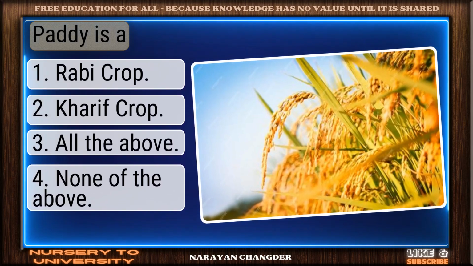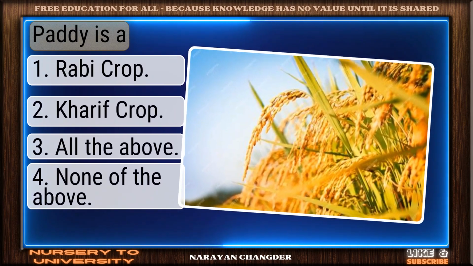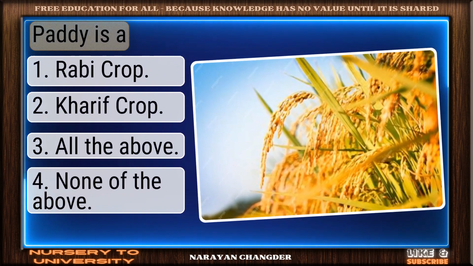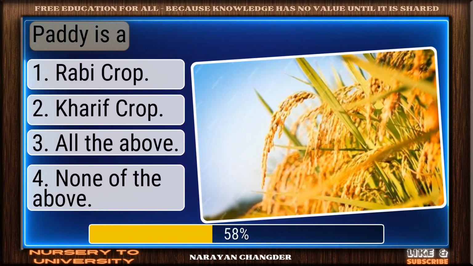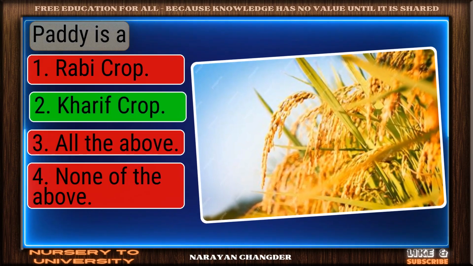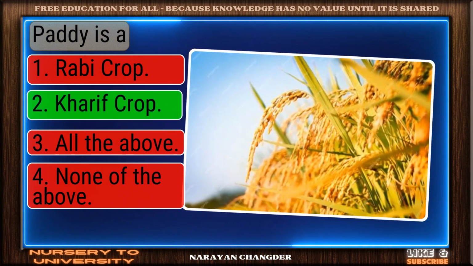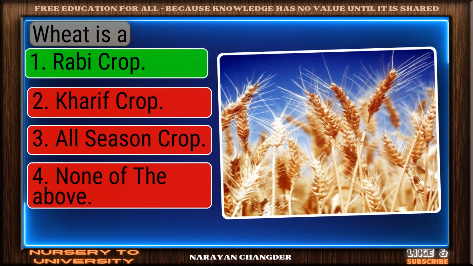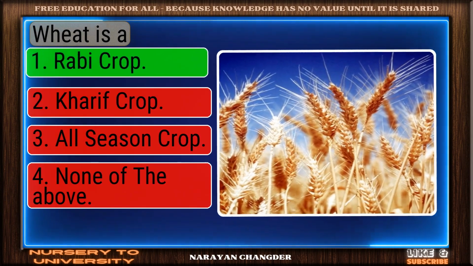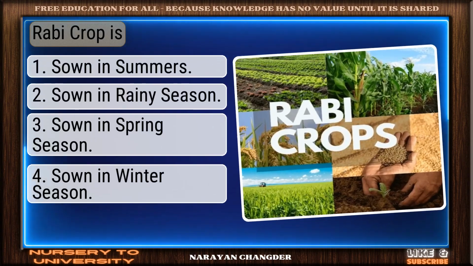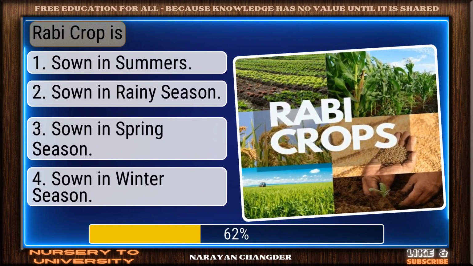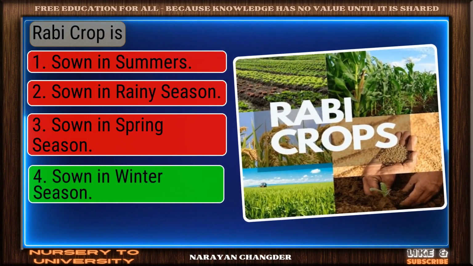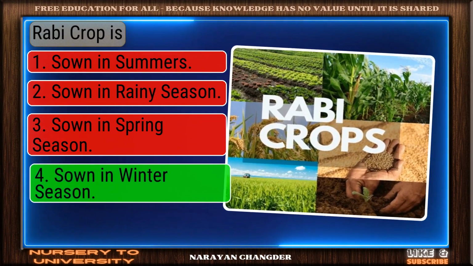Can you solve all these Class 10 Geography Chapter 4 Agriculture questions? Paddy is a... valid point. Kharif crop is true. Wheat is a... Well picked. Rabi crop is correct. Rabi crop is... On track. Sown in winter season is correct.